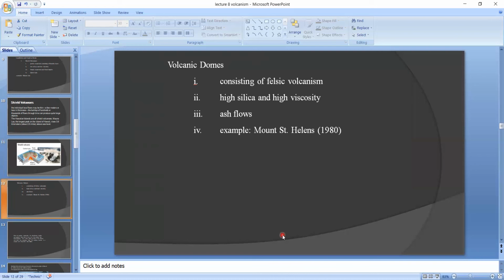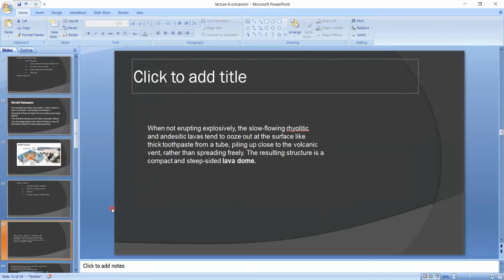Now next is volcanic domes. As you know what domes are. So this type of lava consists of felsic volcanism. Like you read that in the shield volcano it is basaltic, but in volcanic domes it is felsic. And when there is felsic, it means it has high silica and high viscosity. Mount St. Helens is an example, and ash also flows from this type of volcano.